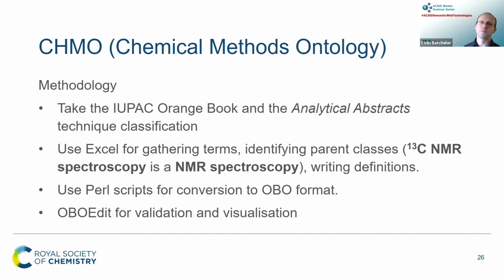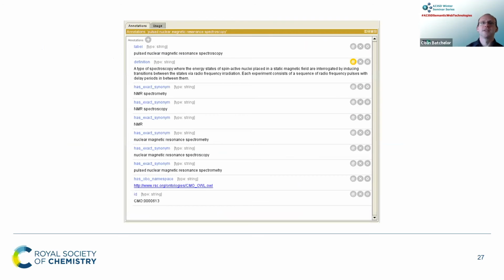And there was a program, OboEdit, that we used for validation and visualization. This is what one of the entries looks like in Protégé, which is a more recent, longer-standing and also still maintained ontology editor. That's for pulsed NMR, which is the kind of NMR that you come across in real life most of the time, because it's no longer the 1950s.